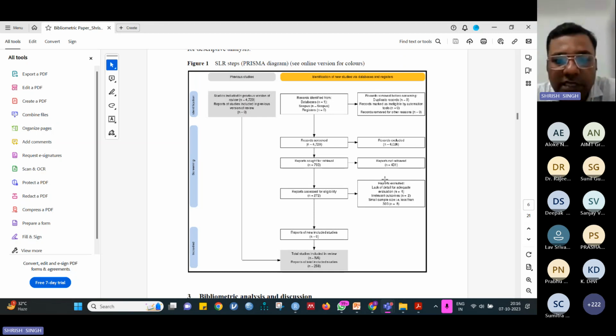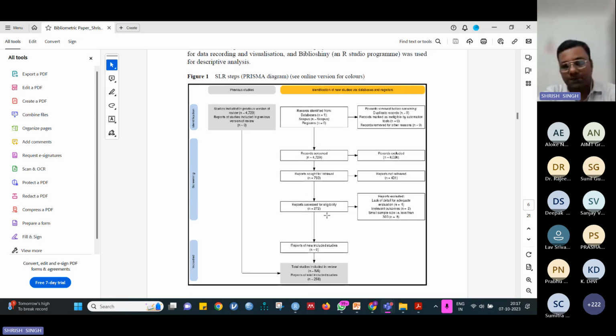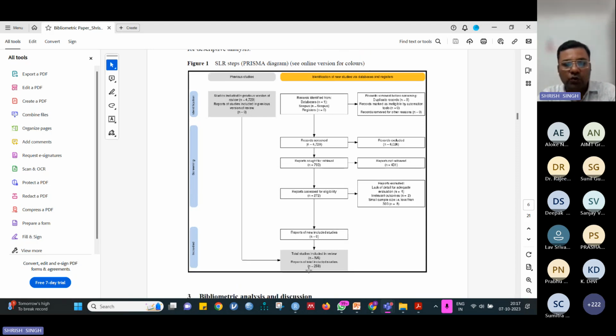As far as the keywords are concerned, you can use any keywords. Suppose the keyword was responsible consumption of organic food. This was the main keyword, and after that there were many other filters. You can see that when I first put in my main keywords, there were more than 4,729 research papers. After the inclusion and exclusion criteria, I finally narrowed this down to 258 papers.